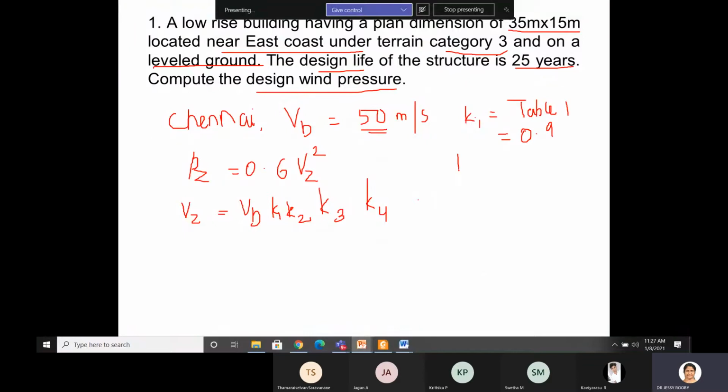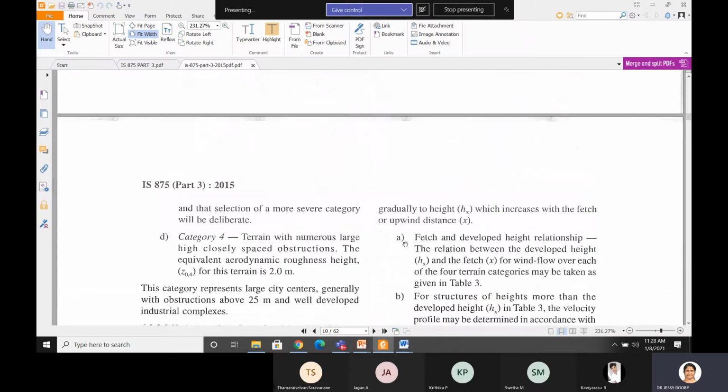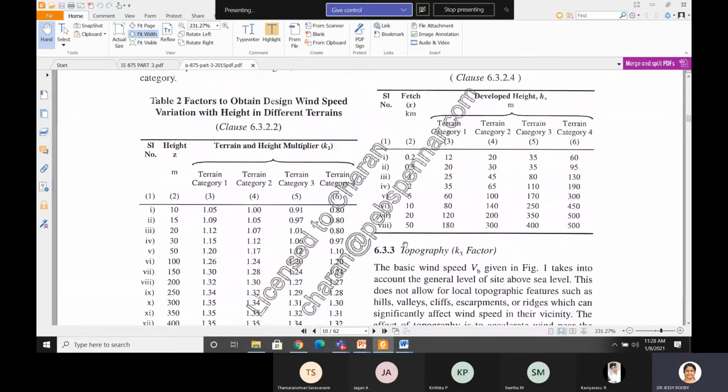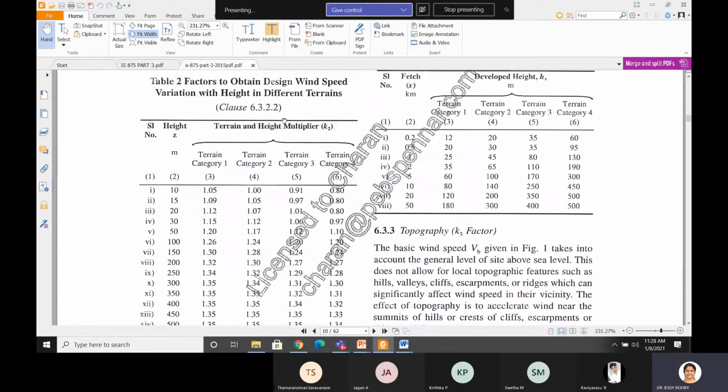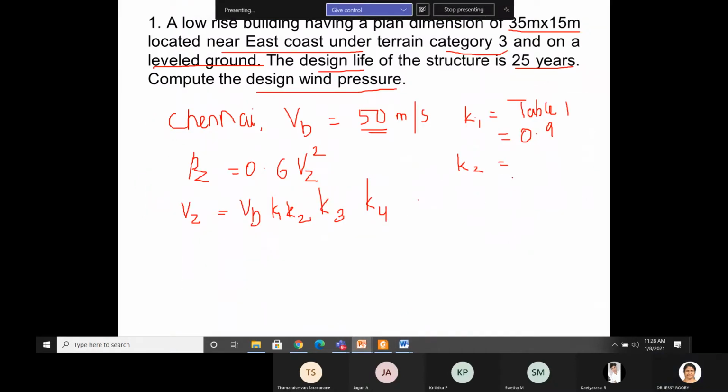Now what about K2? You have to find out K2. For K2, which table do you have to refer to? It is Table 2. What is the height of the building? Is it mentioned in the problem? The height of the building is not mentioned. So you have to assume it because it's a low-rise building. For a low-rise building, what is the maximum height you can have?